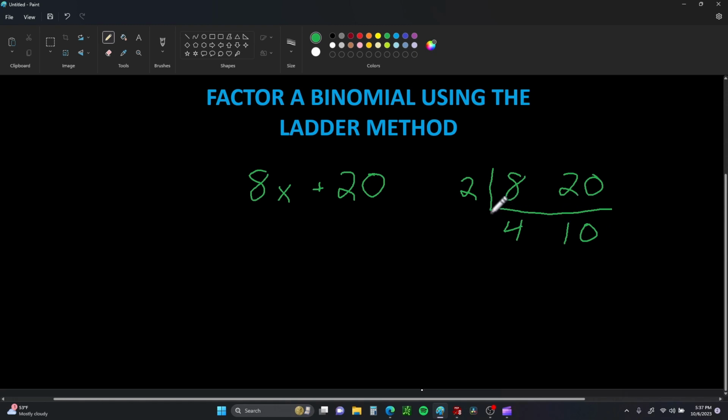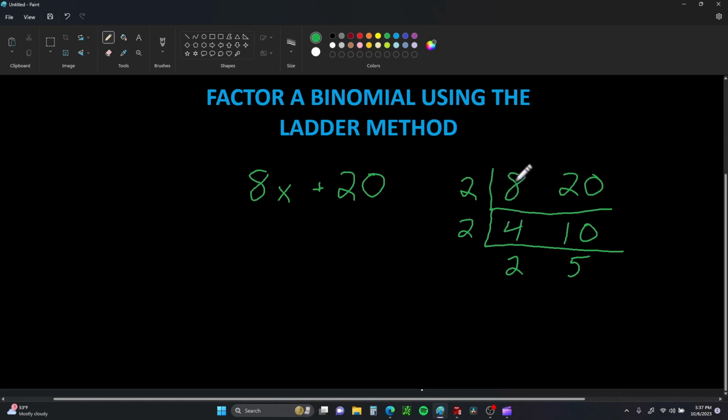So now what I'm going to do is I can take out another 2. So when I do that, the 2 comes outside. 4 divided by 2 is 2, and 10 divided by 2 is 5. There's a video linked at the end of this one on how to use the ladder method to find the GCF and the LCM. In this case, we're going to use it just for the GCF.